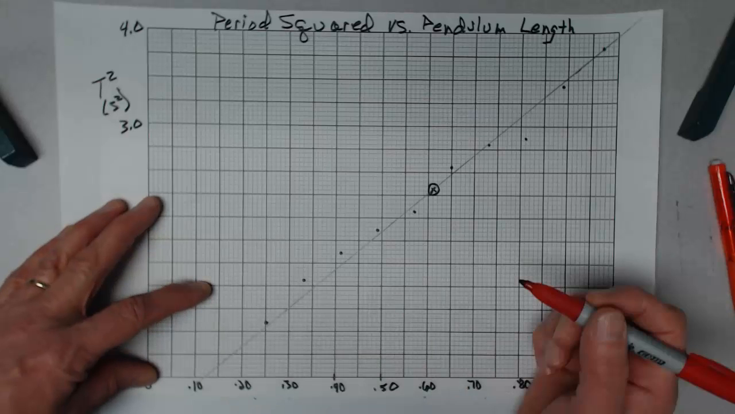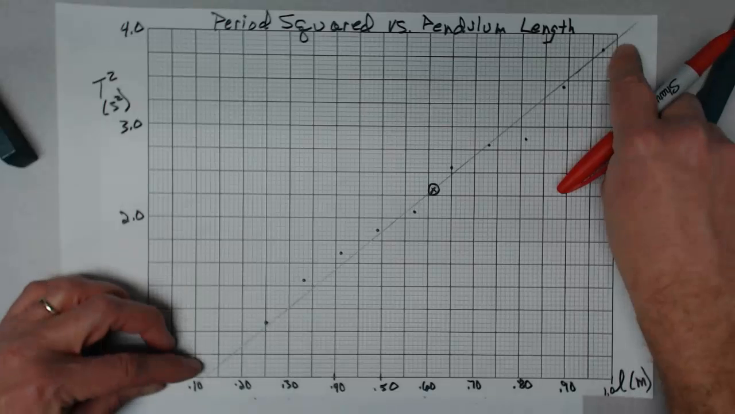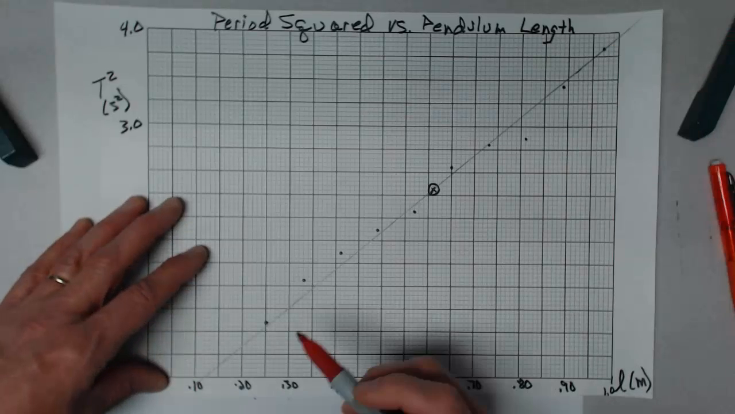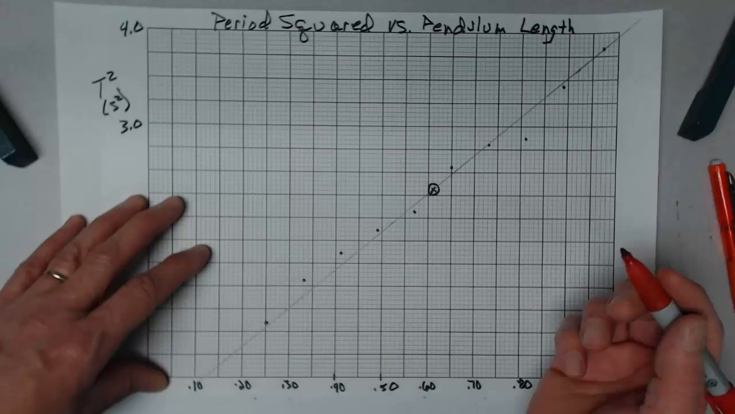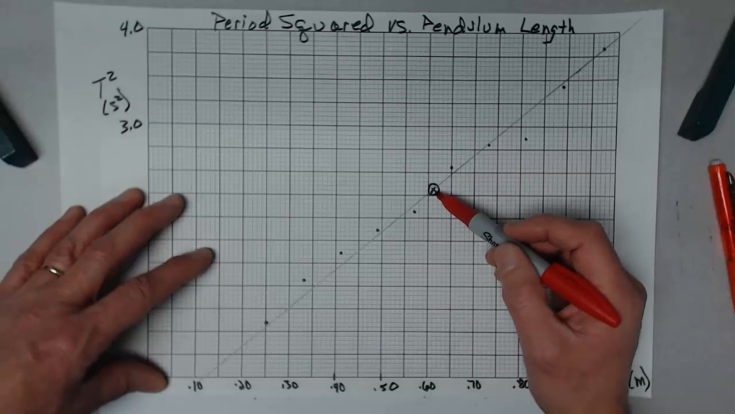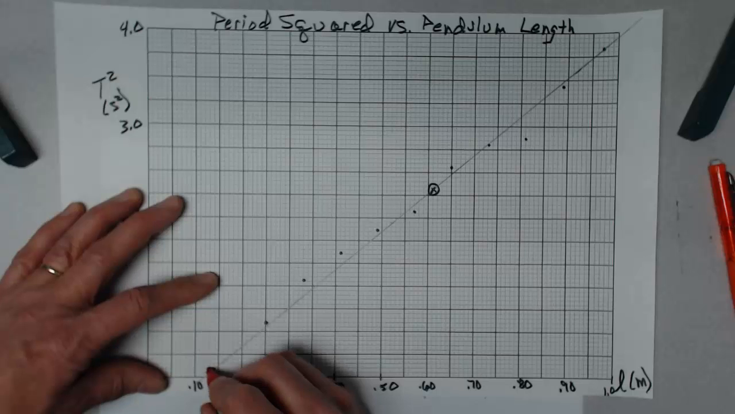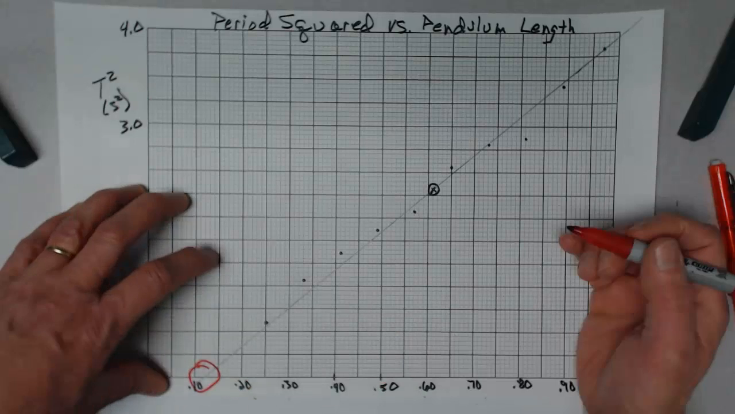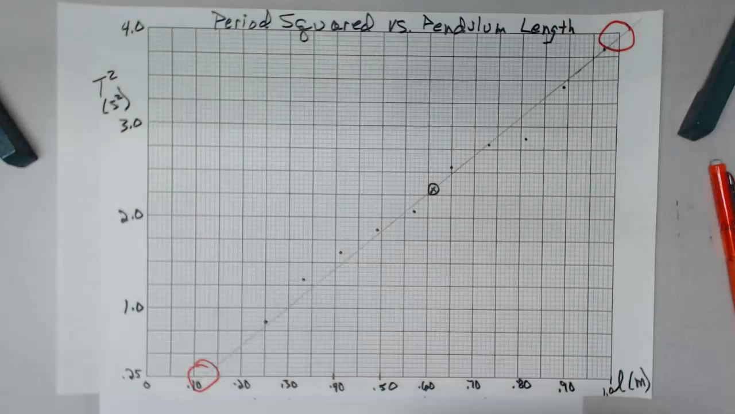The points that I want to use for getting the slope of the graph are as far apart as possible. Notice my line barely goes through any data points. I'm not going to use those to get the slope. I figure my best fit straight line is better than any of the data points, and so I'll use this point right here to get the slope, and then this point up here to get the slope.